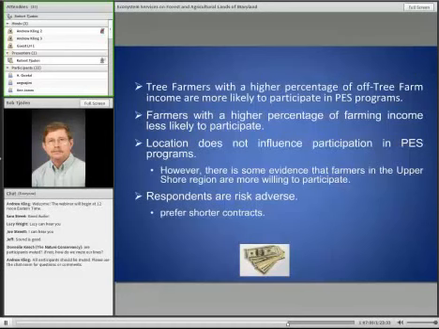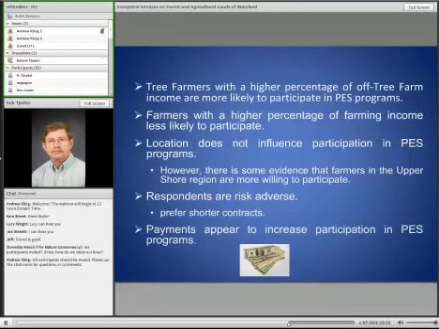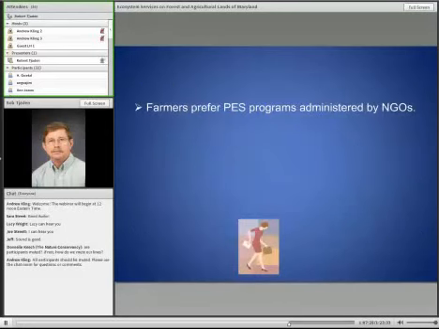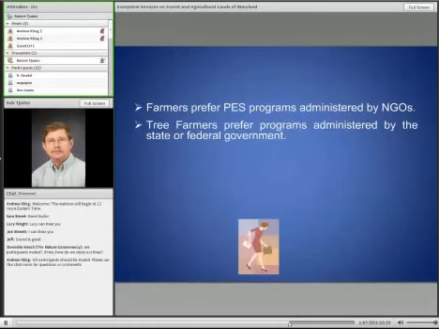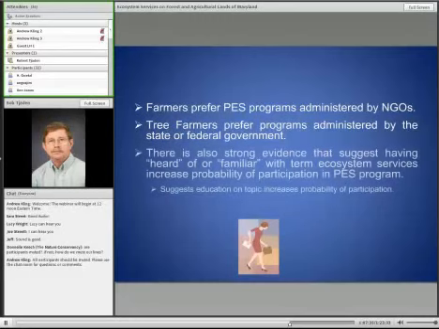Farmers, in general, prefer programs administered by NGOs. Tree farmers, on the other hand, prefer programs administered by state and federal government. There's strong evidence that having heard of or being familiar with the term increases the probability of participation, which suggests that education on the topic really increases participation. And there's some slight evidence that female landowners were more apt to participate in programs. Even though the majority of respondents were male, we still had a pretty significant response from females.